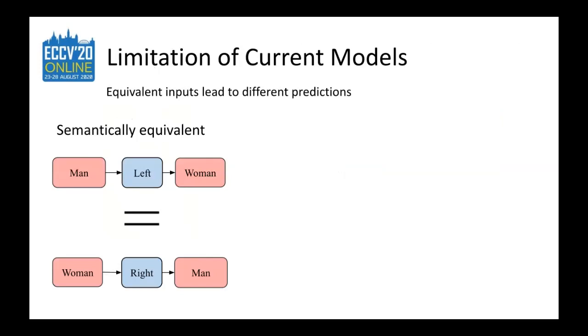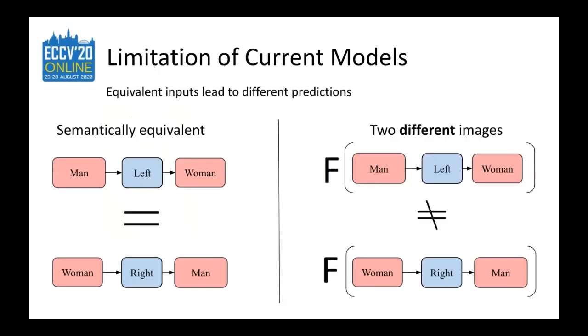We focus on the limitation of current models. While for us, the scene graphs at the left seem perfectly identical, applying current models will not necessarily produce the same result.